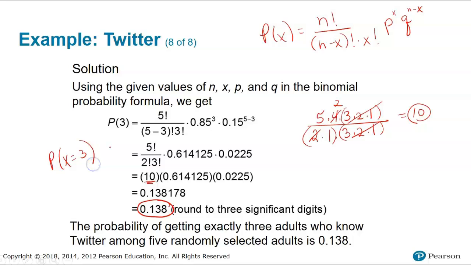A lot of times we're going to want to know the probability that x is greater than or equal to 3, which means you might have to add the probability of 3 plus the probability of 4 plus the probability of 5 together. If you were doing this by hand, you'd have to do a probability formula for each one of those. Thankfully, the calculator does that for us. So if you don't have your calculator out, go ahead and get that out so that you can follow along as we go through this.